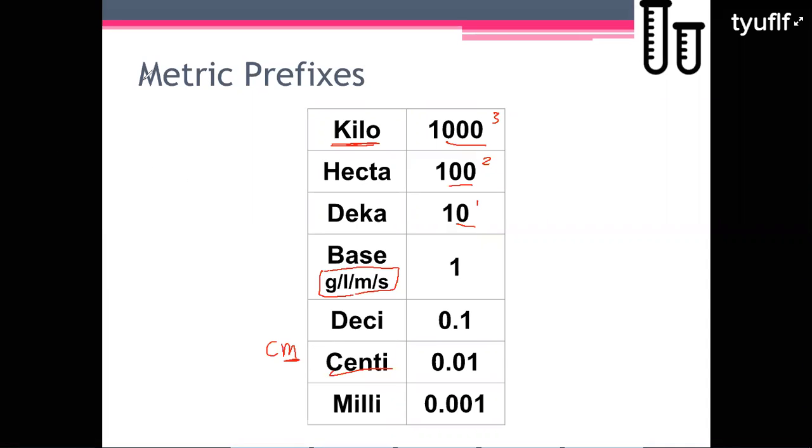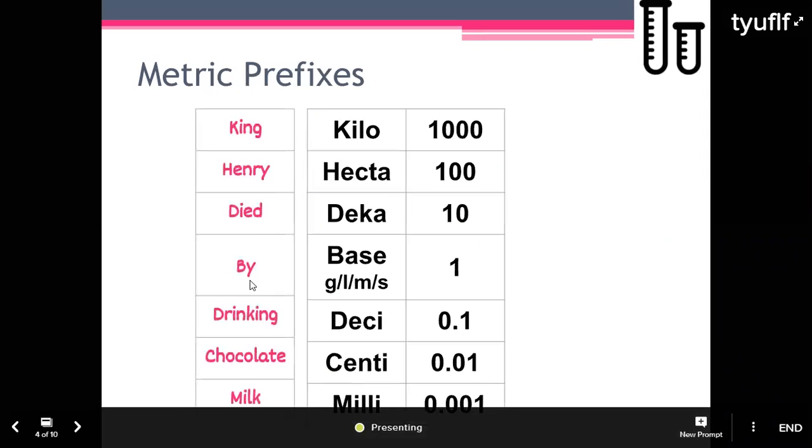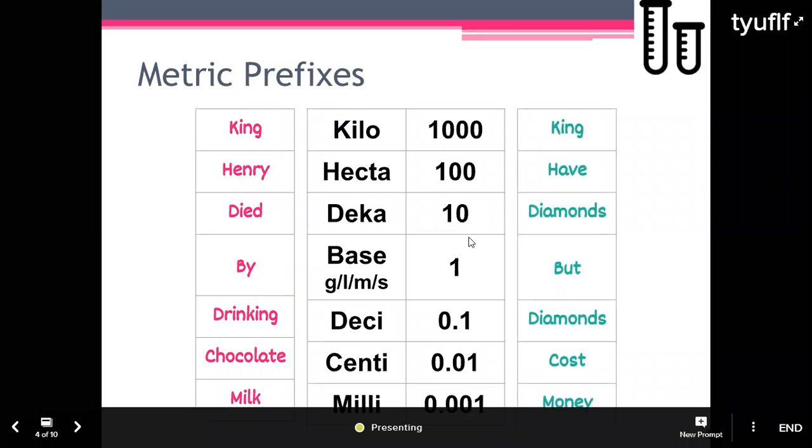So you have 2 different spaces on your table because there are 2 mnemonic devices that help you memorize these. The first one is King Henry died by drinking chocolate milk. It's important to have a mnemonic device because you have to know them in order. That way, when we convert between the different prefixes, it'll be easier. So that's the cute, corny one. There's also one that's a little bit ratchet. That's the one I prefer, which is kings have diamonds, but diamonds cost money, right? So pick whichever one speaks to you, as always, but just remember, we're going big to small.